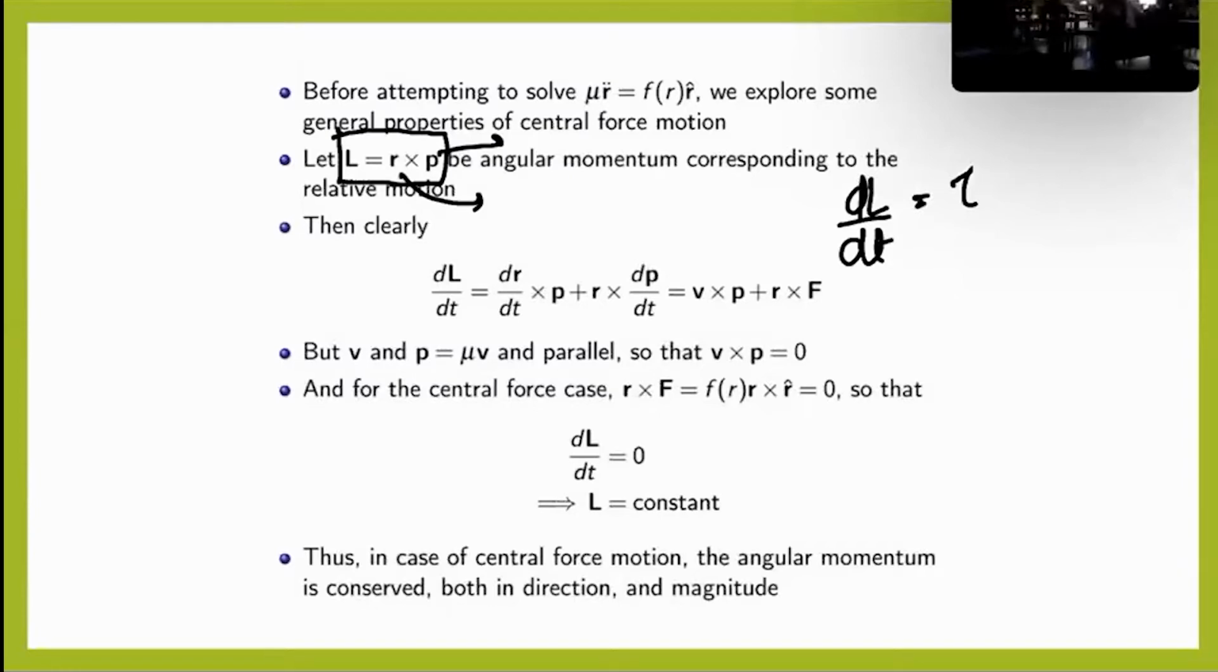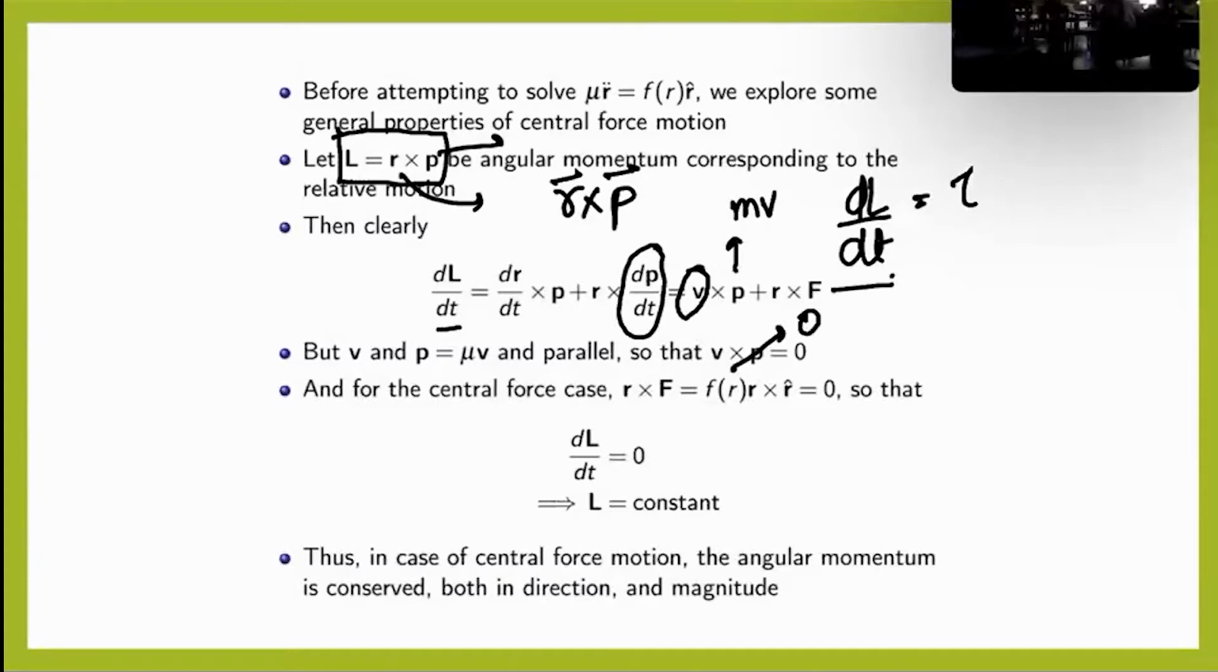So dL by dt, you can open this r cross p: dr by dt cross p plus r cross dp by dt. Your dr by dt is nothing but the velocity, the radial velocity. Then p plus r cross dp by dt, which is your force. We also know that v cross p, p is mv, so v cross p automatically comes out to be 0. You're left with r cross F.